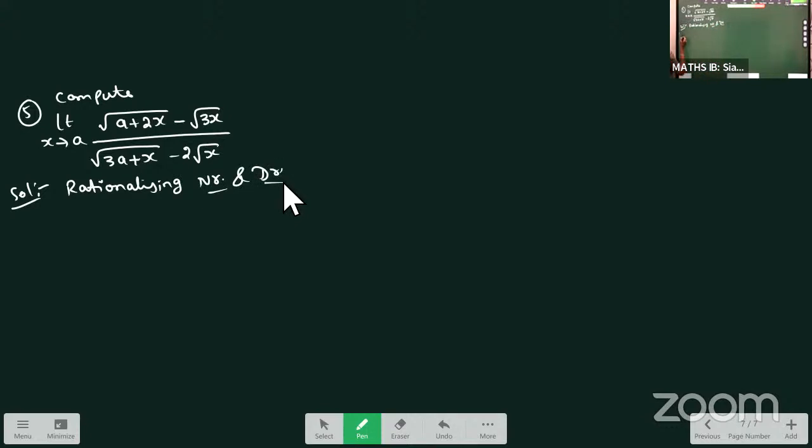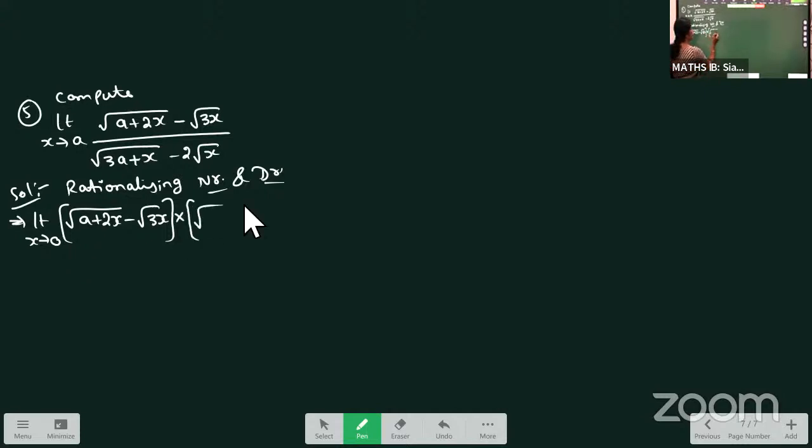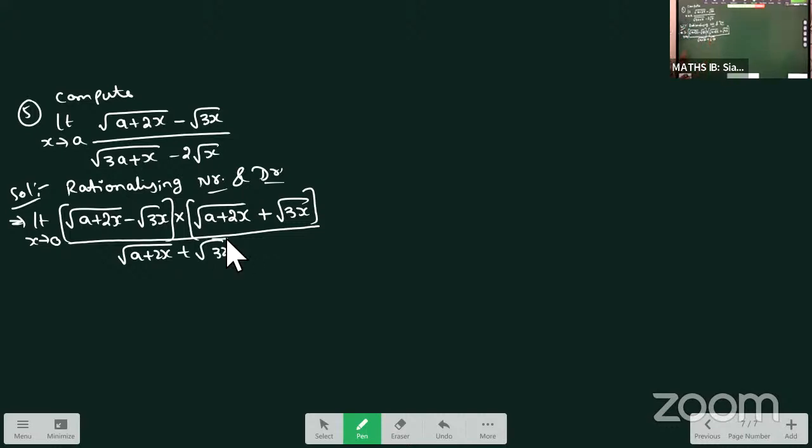First I am writing for the numerator. Limit x tends to a. Numerator term is √(a + 2x) − √(3x). Put the bracket like this. Now what is the rationalizing term? Multiply and divide by the opposite sign of it. So that is √(a + 2x), here minus is there, so take plus √(3x). By the same term we have to divide: √(a + 2x) + √(3x). This is the rationalizing for the numerator.